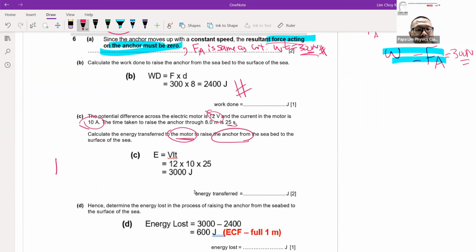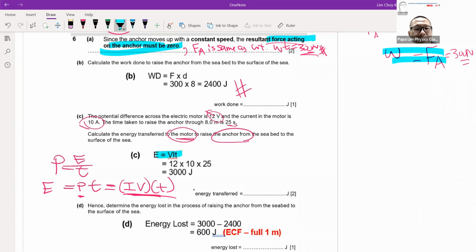So the formula that we look at is power is energy divided by time, and after that energy is power times time. But I don't stop here because I don't have power yet. So what I do is I break down power. The formula for power is current times voltage, which gives E = IVt, which is how I derive this formula here. After that, I substitute the current, the potential difference, and the time of 25 seconds, and I will get 3,000 joules. So this is the energy input by the motor.